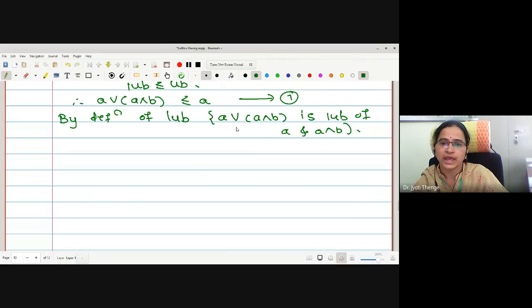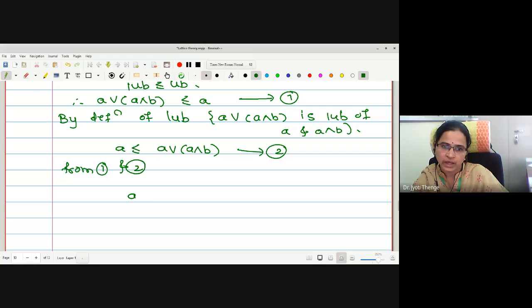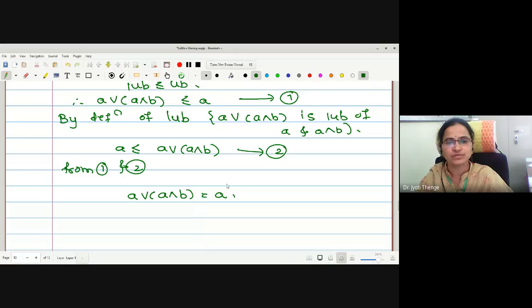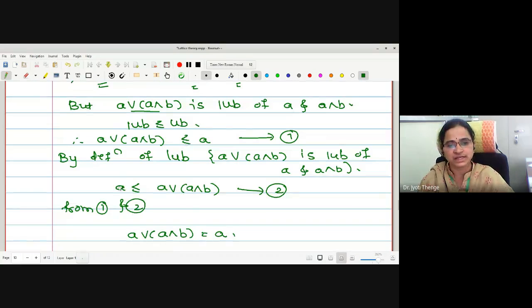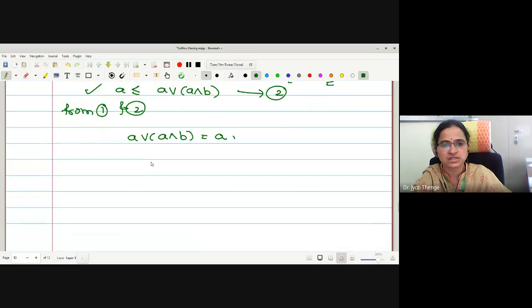Therefore, if A join (A meet B) is the LUB of A and A meet B, may I write A also precedes A join (A meet B). Therefore, let me call this 2. From 1 and 2, A join (A meet B) is equal to A. Hence the proof. Correct. Now to understand this statement, A join (A meet B) is the least upper bound of A and A meet B. Therefore, A always precedes A join (A meet B). Therefore, this is going to hold.